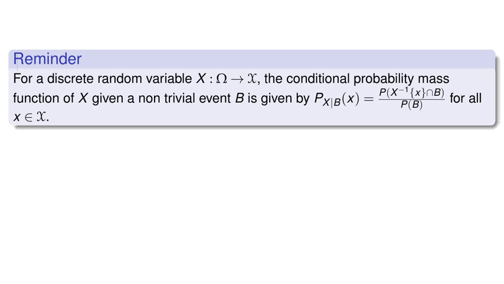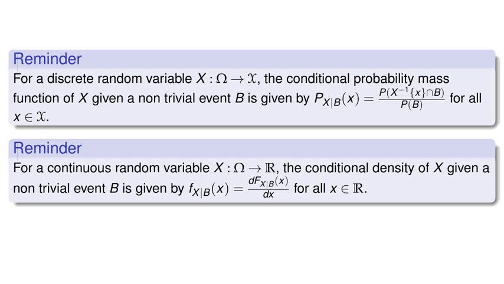Another reminder, specifically for a discrete random variable x mapping omega to a countable set script x, the conditional probability mass function of x given a non-trivial event b is given by p sub x given b of x, which equals the probability that x equals x, and b occurs divided by the probability of b. This holds for all x in the support script x.